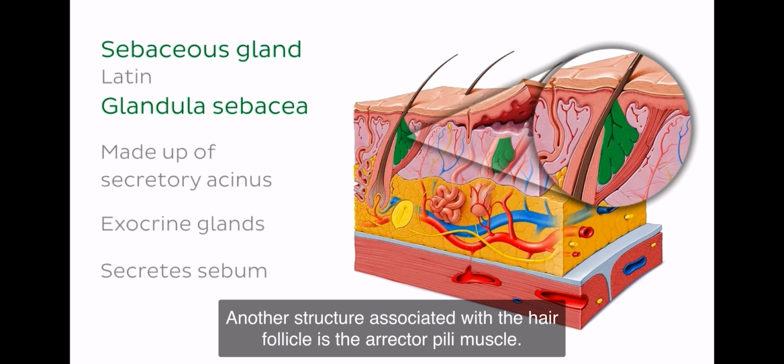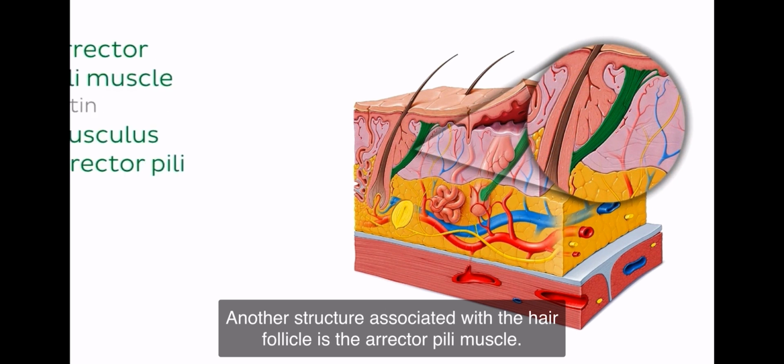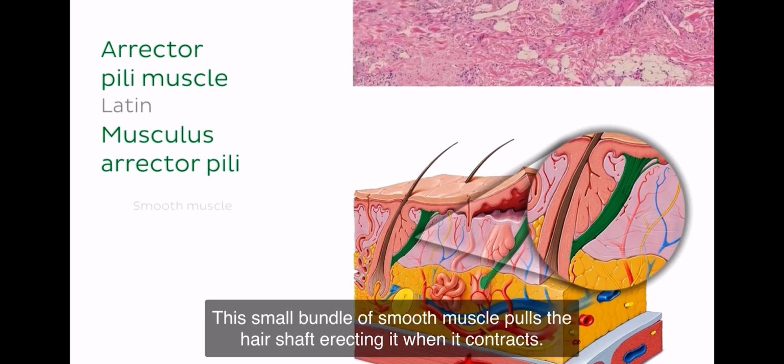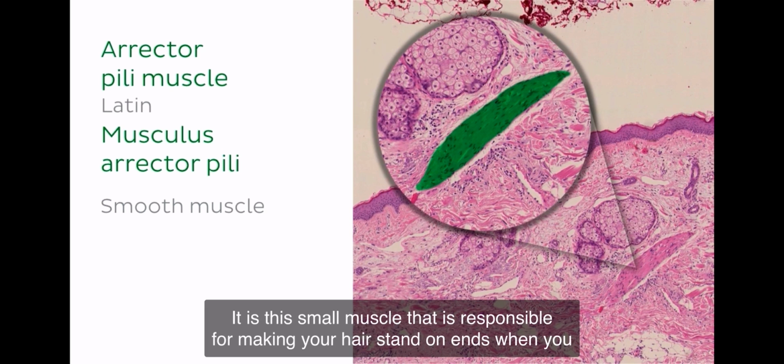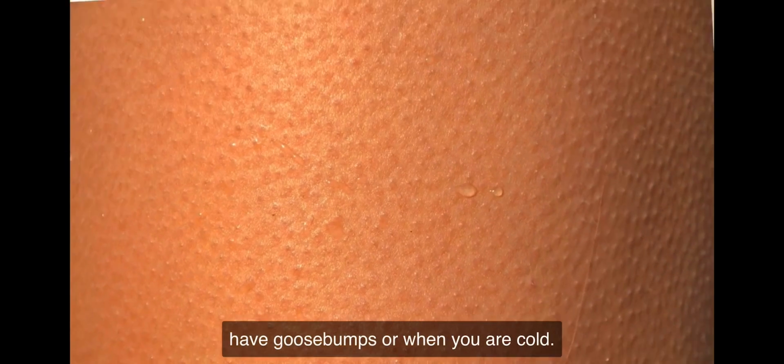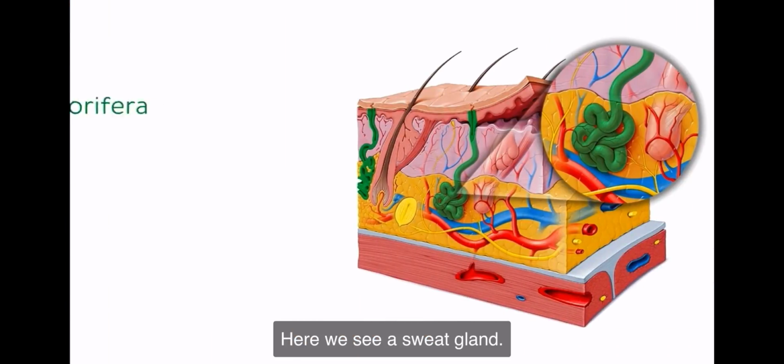Another structure associated with the hair follicle is the erector pili muscle. This small bundle of smooth muscle pulls the hair shaft, erecting it when it contracts. It is this small muscle that is responsible for making your hair stand on end when you have goosebumps or when you are cold. Here we see a sweat gland.